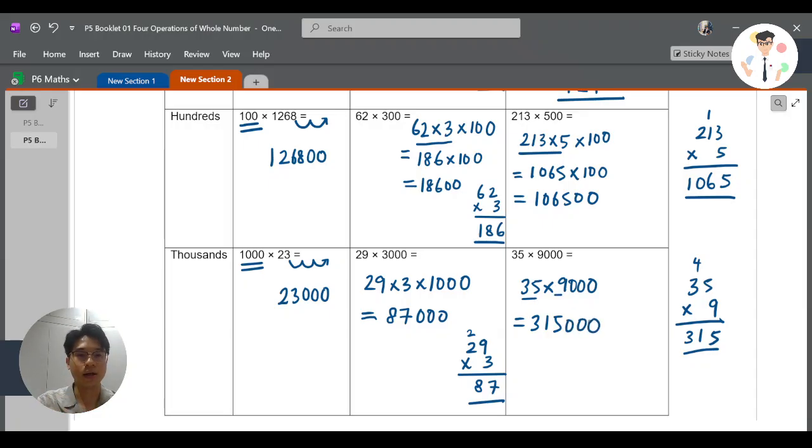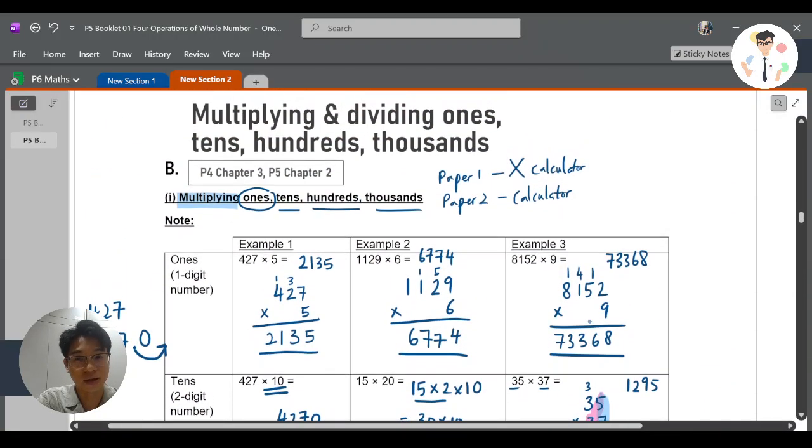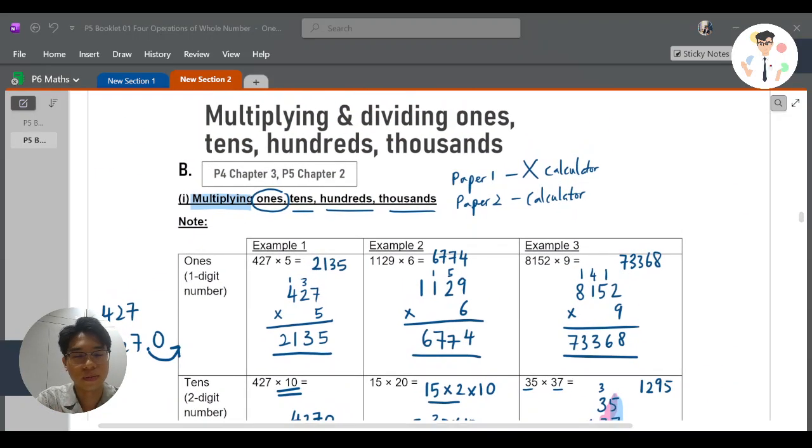And that is how you solve all of these multiplying ones, tens, hundreds, and thousands. Okay? So I don't think this is something that's very difficult for you. And I think you can do all of this. Okay?